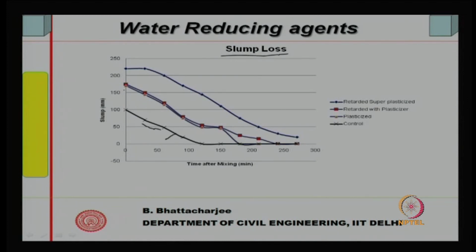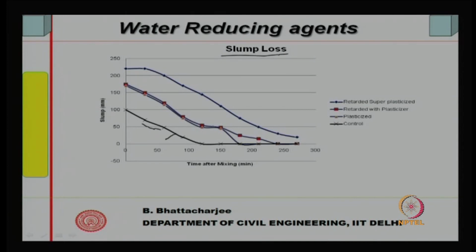So, initially it is high, obviously it is retained for also longer period of time. But if you have a plasticizer cum retarder, it is still retained for a longer period of time. So, it is nearly doubling up the time when slump becomes 0. But anyway, you might be requiring some fixed slump. So, it can retain for longer period of time.